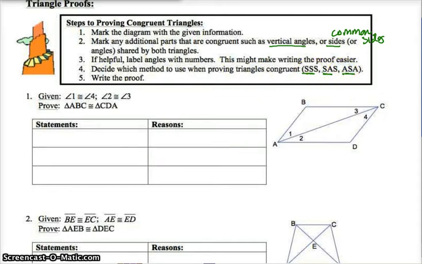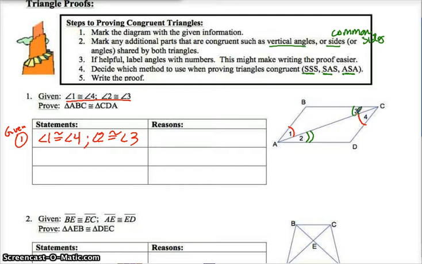So proof writing 101. Step number 1 is always your given. So look what's given here. We have angle 1 is congruent to angle 4, and we have angle 2 is congruent to angle 3. Okay, now if I'm following these steps, I'm going to mark that information. Angle 1 is congruent to angle 4, and then separately angle 2 is congruent to angle 3.